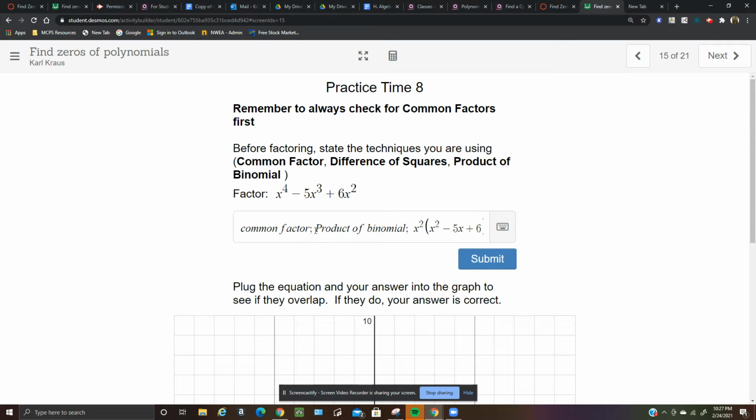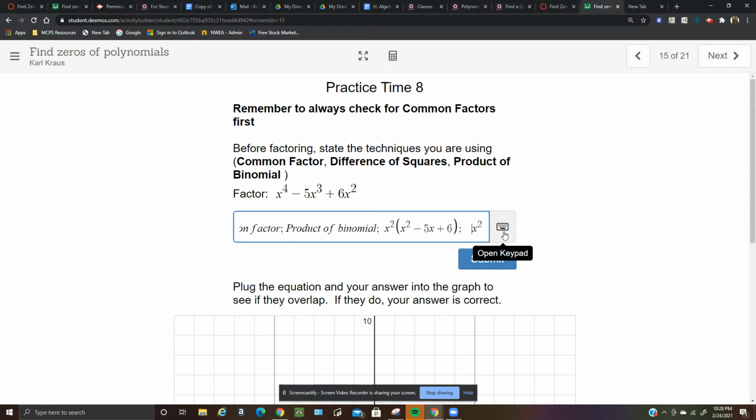Find a common factor first, and then the product of binomials. So x squared is common to these three terms. X to the 4th divided by x squared is x squared. Negative 5x cubed divided by x squared is negative 5x. And 6x squared divided by x squared is 6.